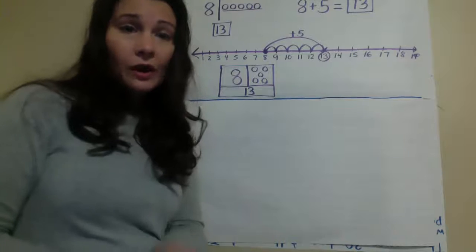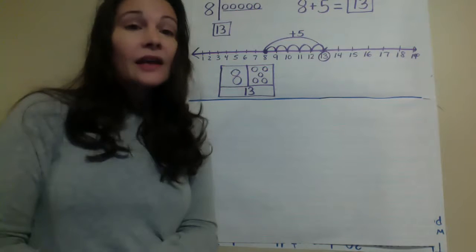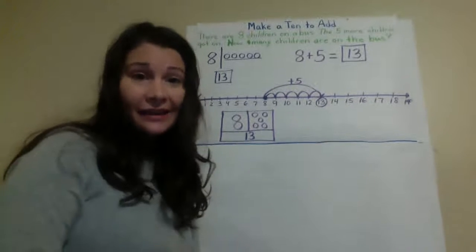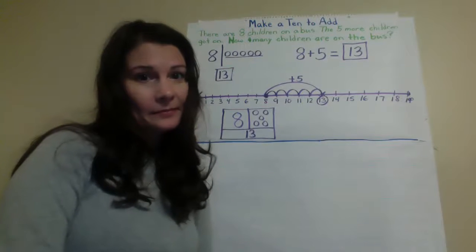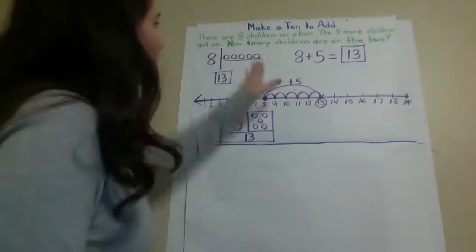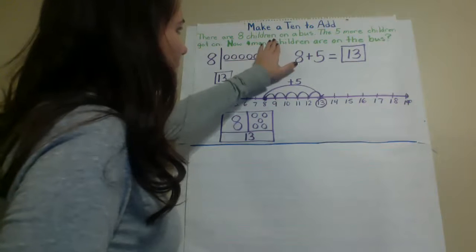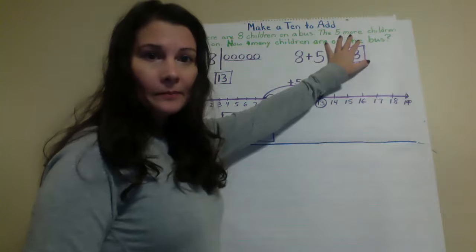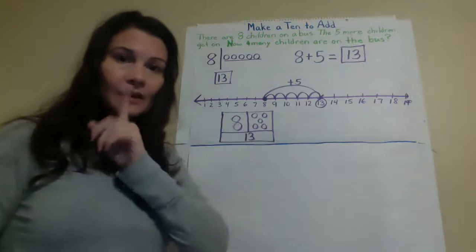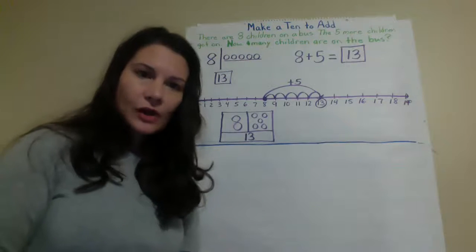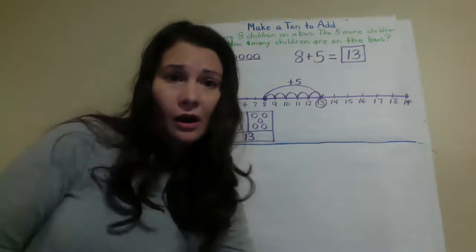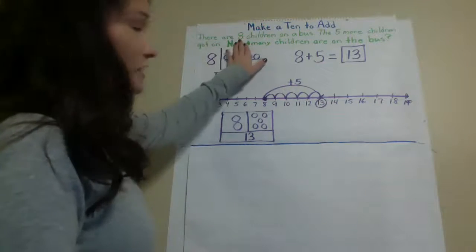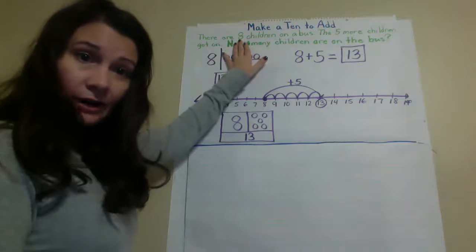Now that we've reviewed our number partners to make 10, we're ready to use our strategy, making a 10 to add. So we had 8 children on the bus, and then we got 5 more. Here's how we use this strategy. We start off with our first number. What's our first number? 8, right?